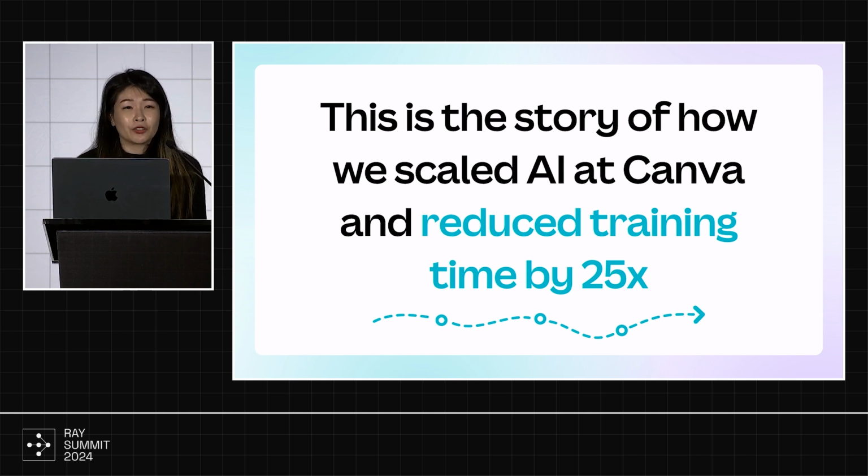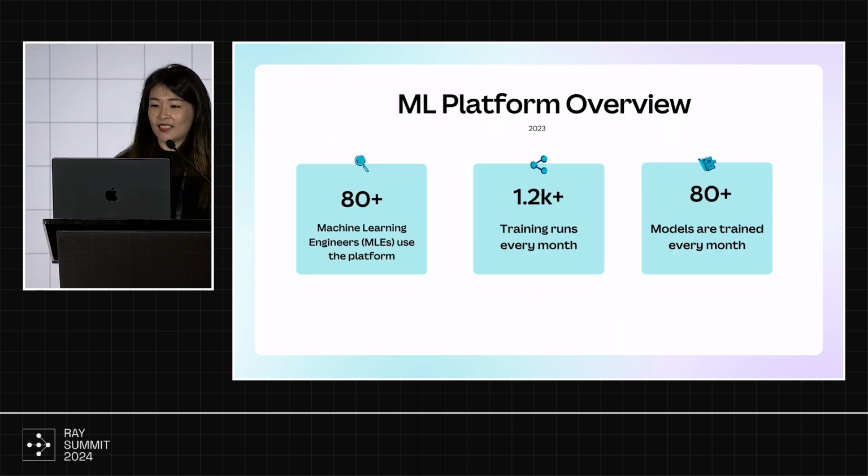And today, we'll be telling you the story of how we scaled AI at Canva and reduced our training time by 25 times. So in the beginning of our journey, we had around 80 machine learning engineers. These are actually machine learning engineers that are embedded into platform teams that build products that you see on the Canva interface today. Our MLEs would use the platform to prototype, train, and deploy their models. We had about 80 productionized models and do roughly 1,200 training runs every month. This can include experiment or production cron jobs.